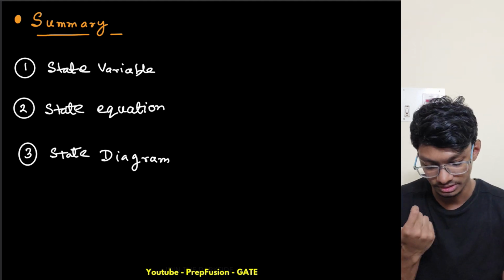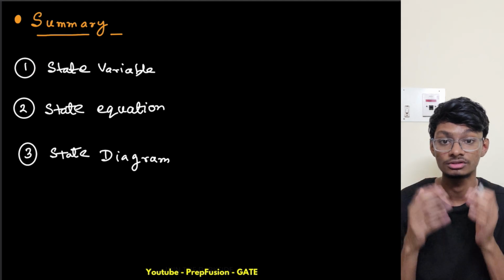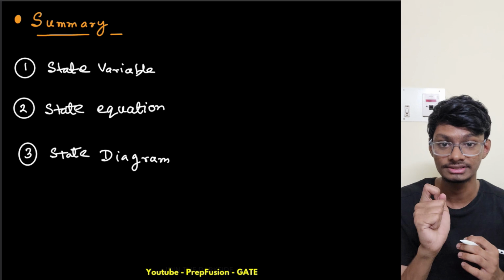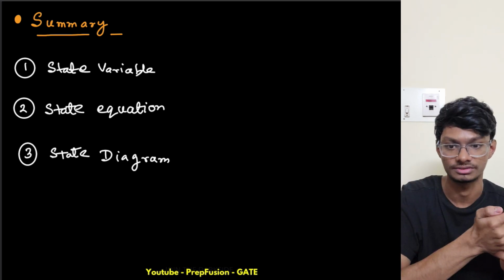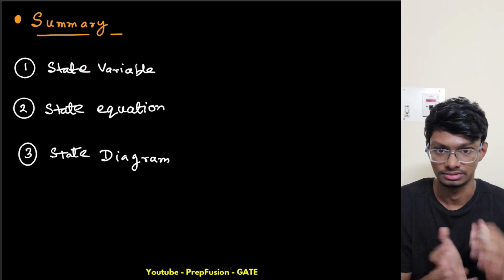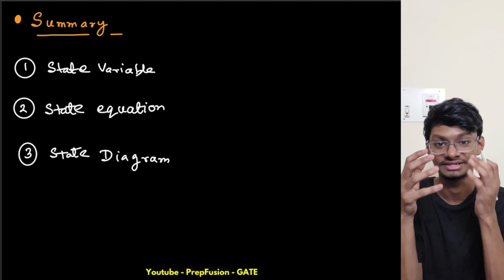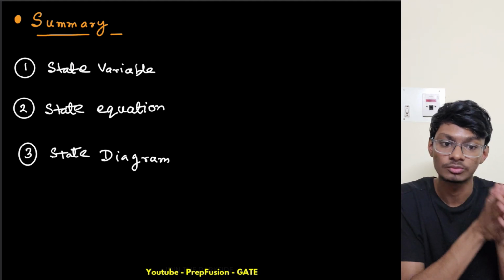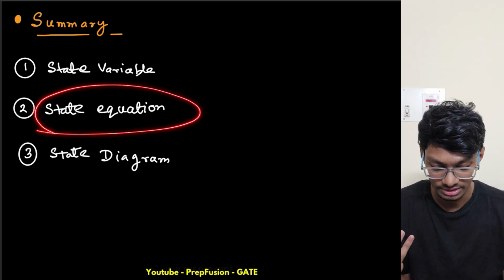Okay, so first thing is, from where did we start? We started from state variable, right? So what is state variable? Tell me. State variable is the variable that is responsible for changing the state of the system. What does variable mean? It means change, it varies. And state means the state of the system, basically. So the variable that is responsible for changing the state of the system is known as state variable. Now what is state equation?